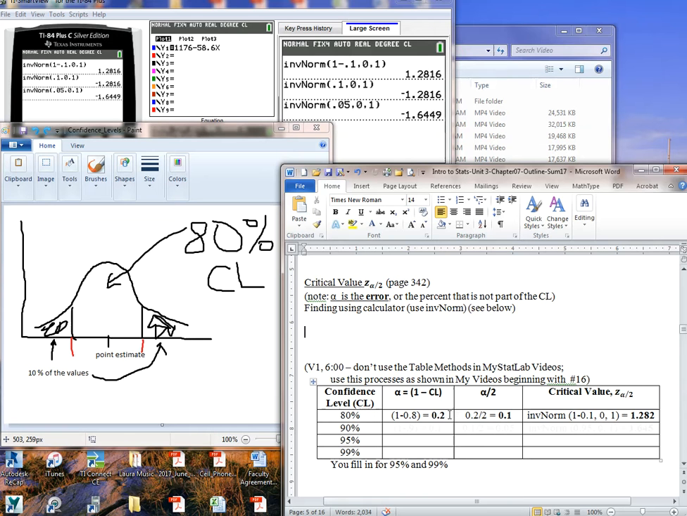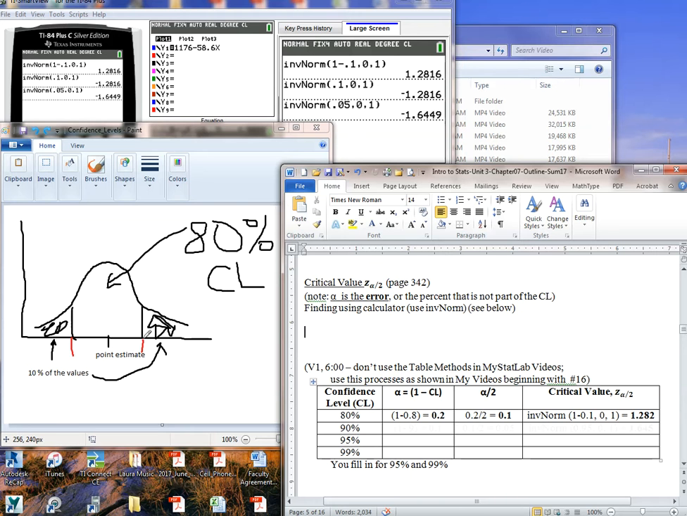But we're really looking for half of that area, because half of the area ends up here and half of it ends up there. And the distance from the mean to this critical point is the same to the right as it is to the left. So we're going to use invNorm, and I'll show you on the calculator also. What we want is to get the area, and we're going to look for this z value.